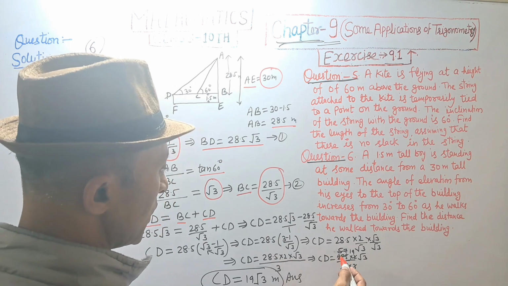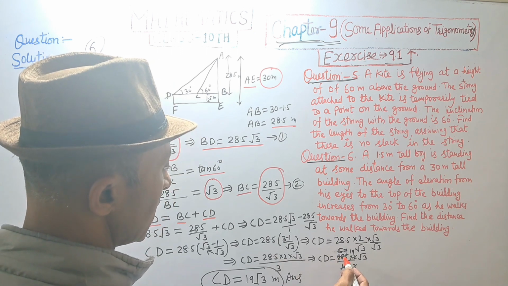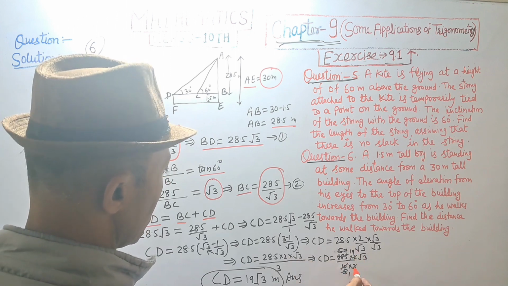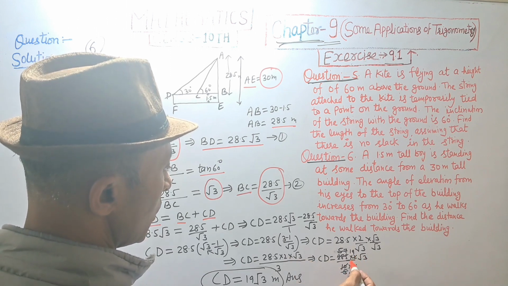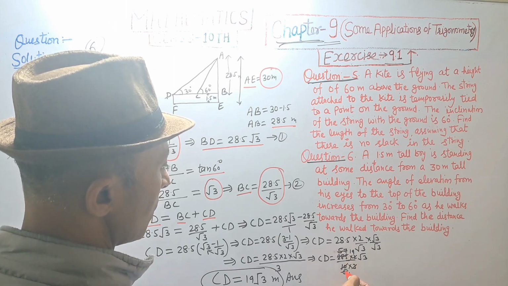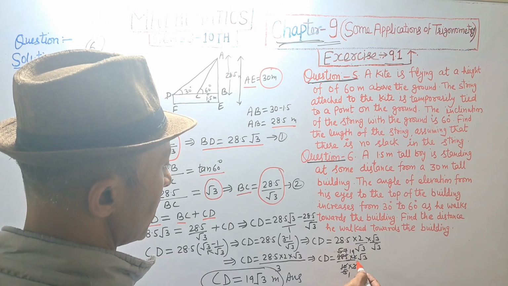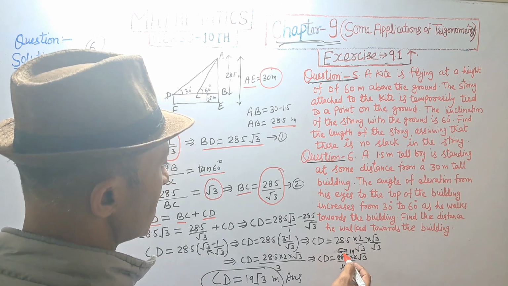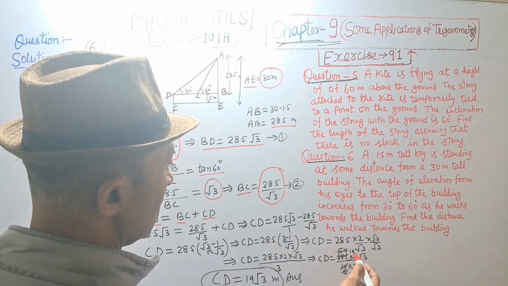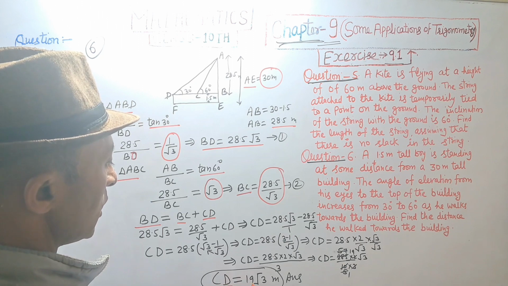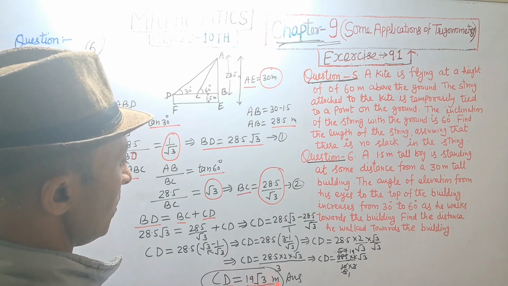28.5 can be written as 285 upon 10, into 2 root 3 upon 3. 2 1s are 2, 2 5s are 10, 5 1s are 5, 57 5s are 285, and 57 divides by 3, 19 3s are 57, 19 root 3. So the distance CD is equal to 19 root 3 meter.